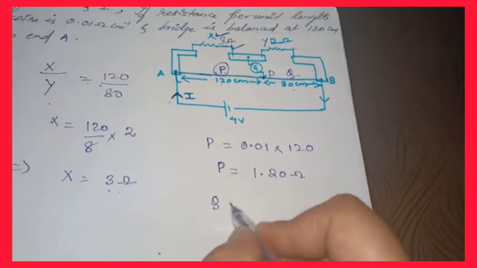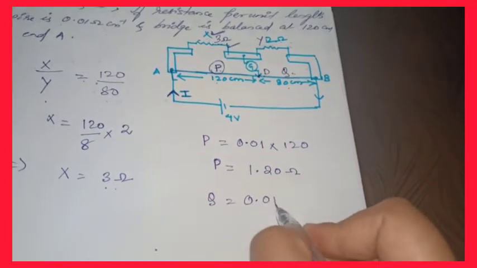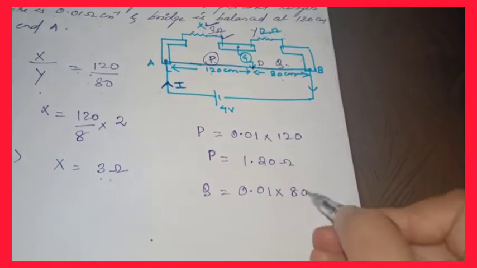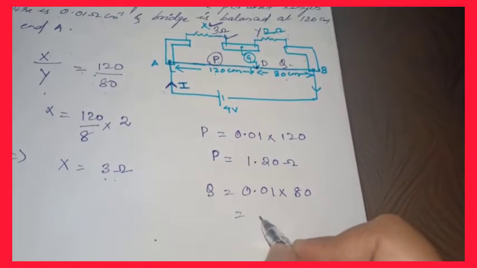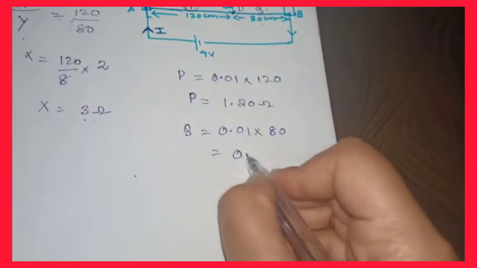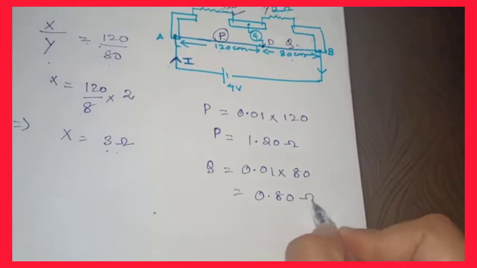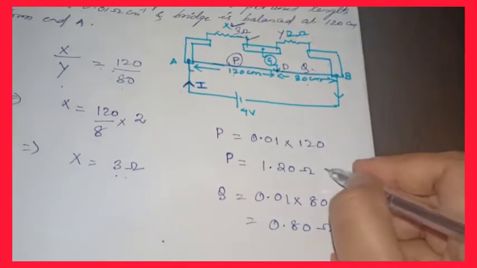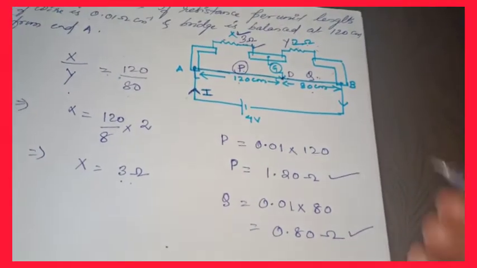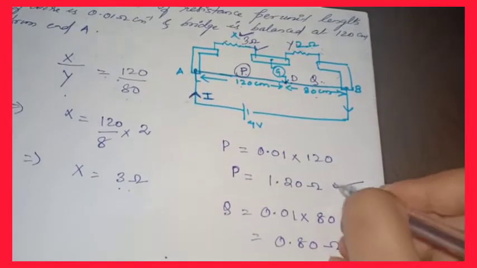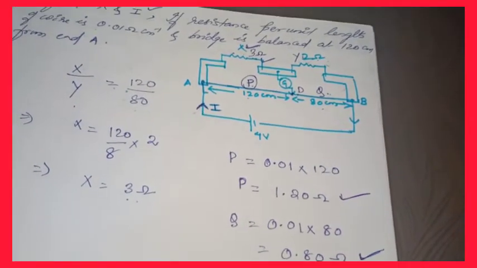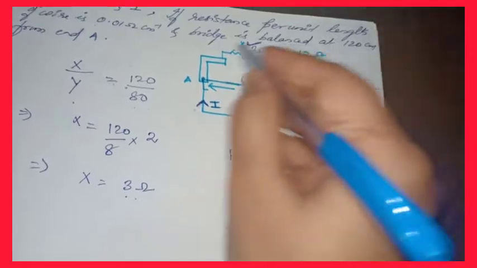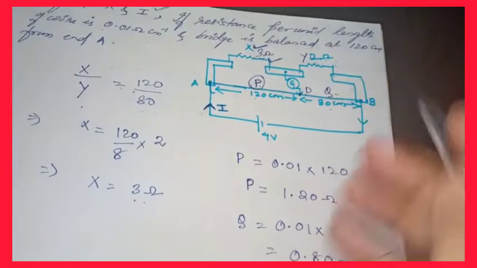Similarly, Q will be 0.01 into 80 cm, which is equal to 0.80 ohm. So we know the value of P and we know the value of Q. So P and Q resistances are known. So now we can find out the equivalent resistance due to the four resistances.